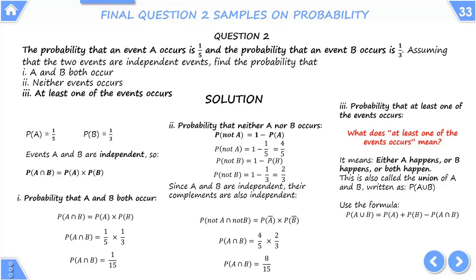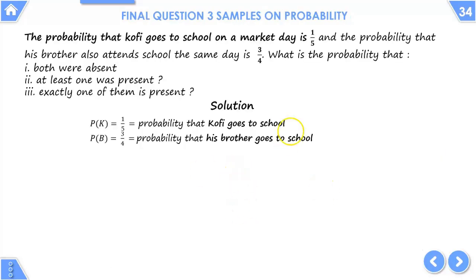So we have P of A plus P of B minus probability of A intersection B, where they actually occur together. Because it's addition, or did you hear at least one of them occurs? So we have 1 out of 5 plus 1 out of 3 minus 1 out of 15. That gives us 7 out of 15. Then we are done. Let's move on to question 3.